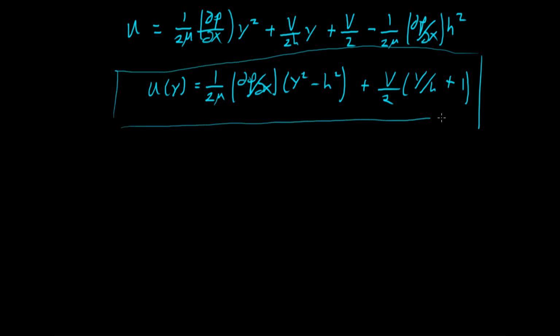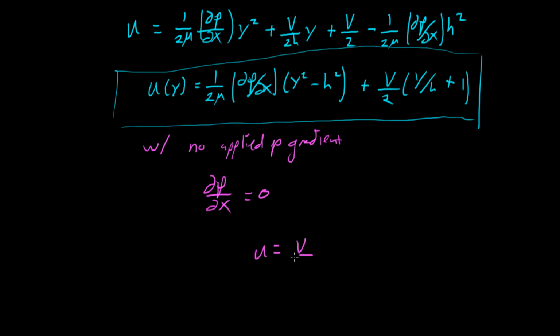And you might be saying, yeah, whoop-de-doo. What does that tell us that we should have seen before? And the answer is, how about if I don't apply a pressure gradient? If I don't have an applied pressure gradient, that means that this term's gone, because dp dx is equal to 0, and where that leaves us is that all this is gone, and you're back to u equals v over 2 times y over h plus 1. That's just the linear profile that we've been looking at all semester, with a coordinate shift where y equals 0 is at the center. This is where it comes from.